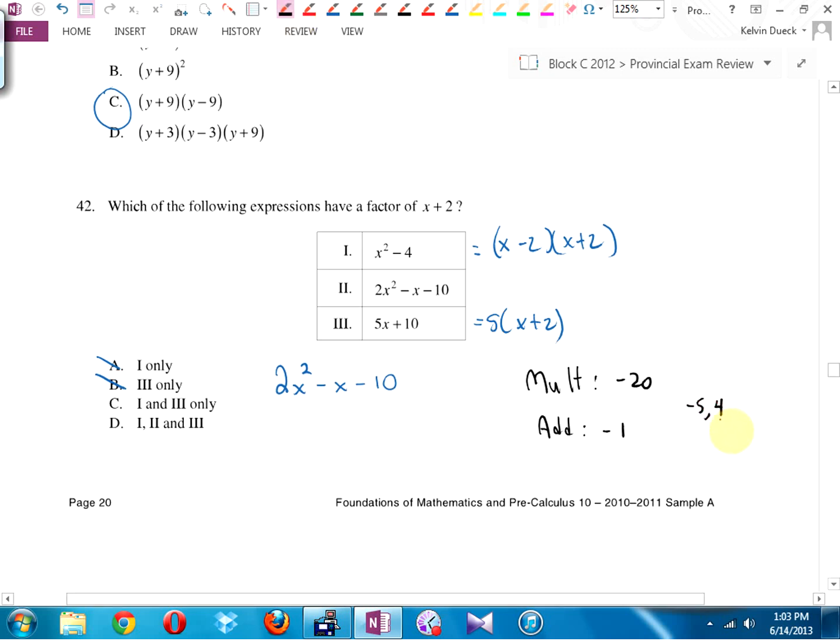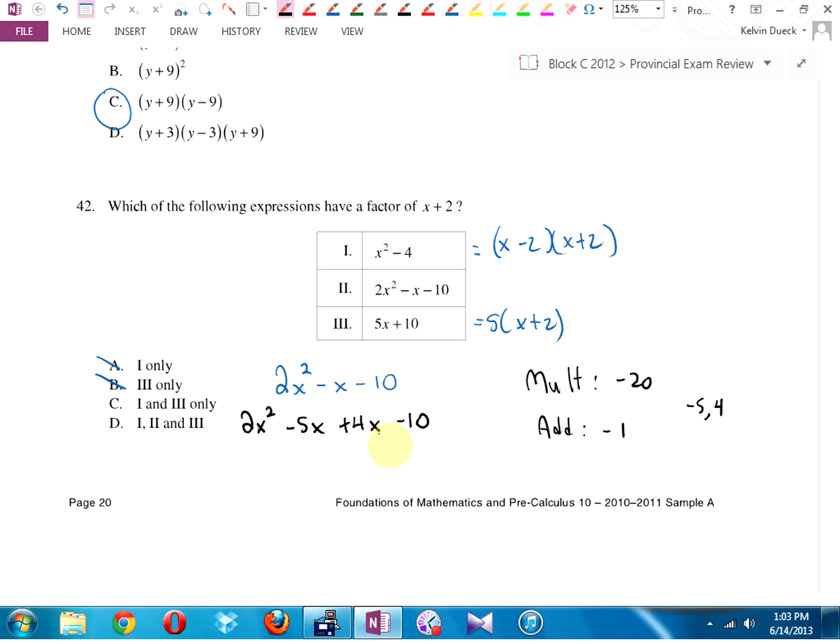So here's what we said. We're going to decompose. We drop down the 2x squared. We drop down the negative 10. We decompose that middle term, that negative x, into negative 5x, positive 4x. Now what? Factoring by grouping, not groping, Anthony, grouping. Remember that dumb joke too.